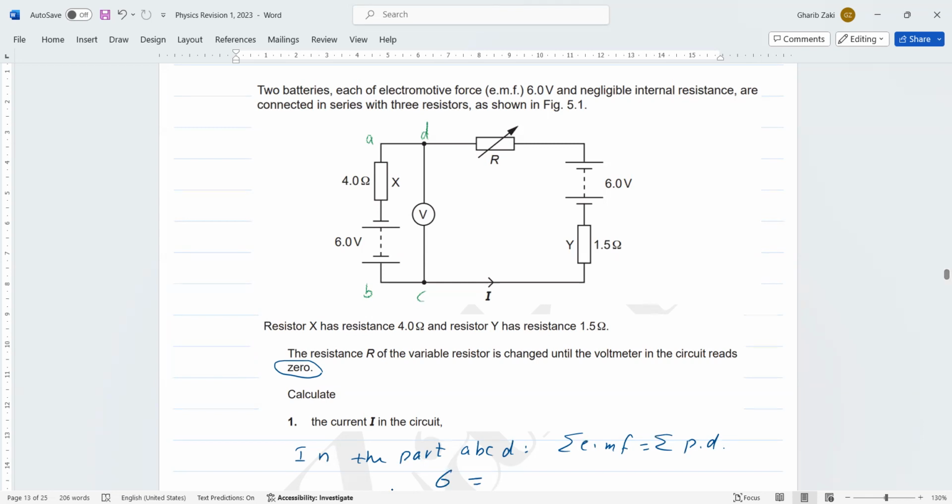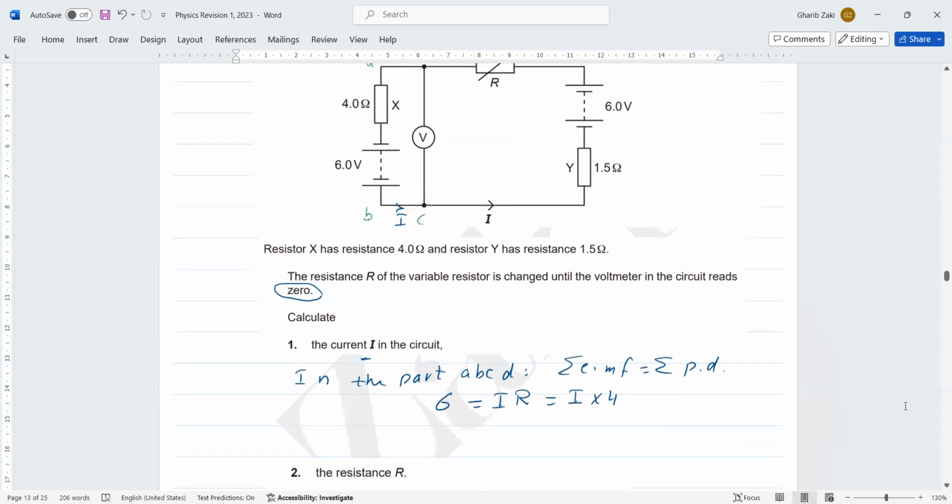What is the potential difference? We need the current here. So this is the current. The potential difference is I times R, where I is the current and R is 4. From this relation, we can get the current. So the current equals 6/4, which is 1.5 ampere. Okay. We need the resistance R.